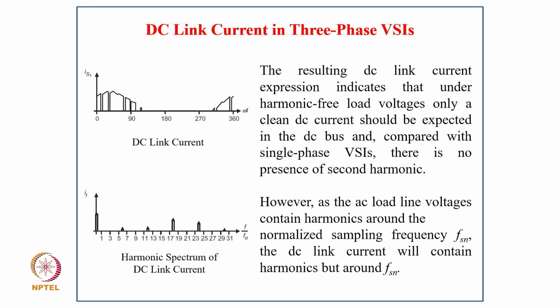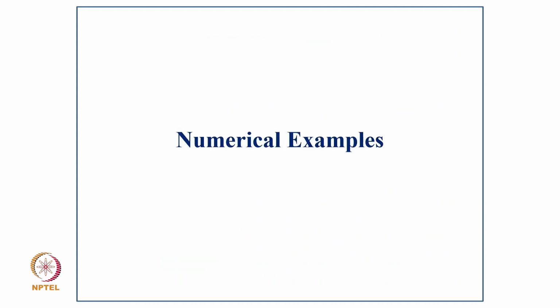So now coming to the waveform, how the DC link current looks and how the harmonic spectrum of this DC link current looks. The resulting DC link current expression indicates that under harmonic-free load voltage, only a clean DC current should be expected in the DC bus, and compared with the single phase VSI, there is no presence of second harmonic. However, the AC line voltage contains harmonics around the normalized sampling frequency. The DC link current will contain harmonics but around FSN.